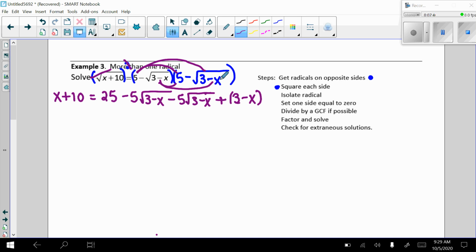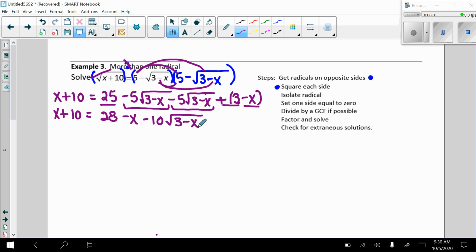So let's go ahead and clean up what we can. So nothing really to do on the left side. But on the right side, we have 25, which can be combined with our 3. So we get 28 minus x. And then negative 5 times that radical minus 5 more gives us negative 10 times that radical.